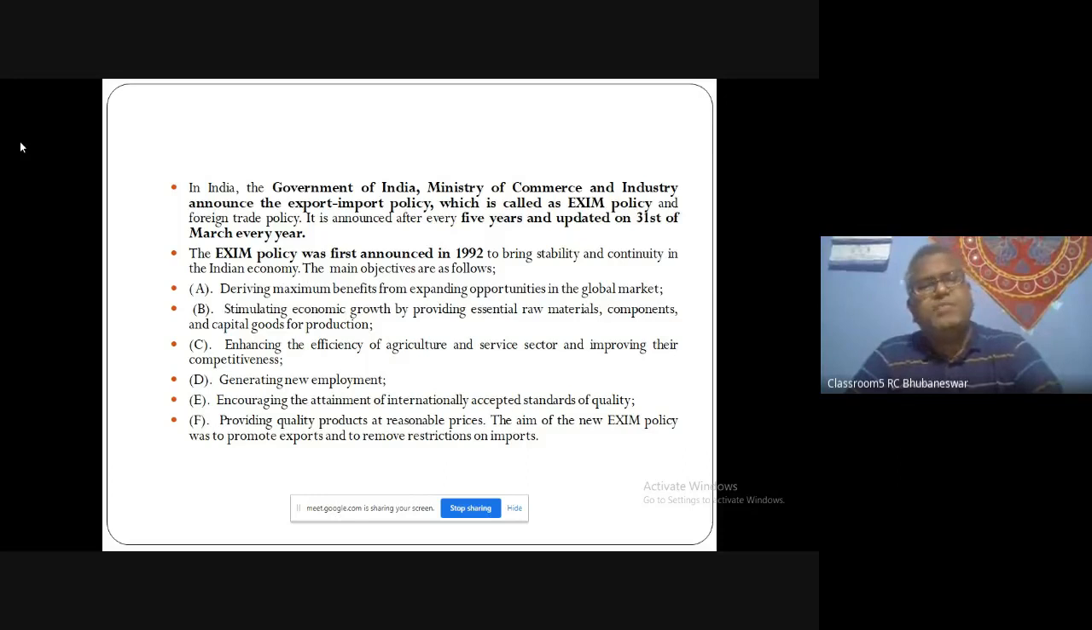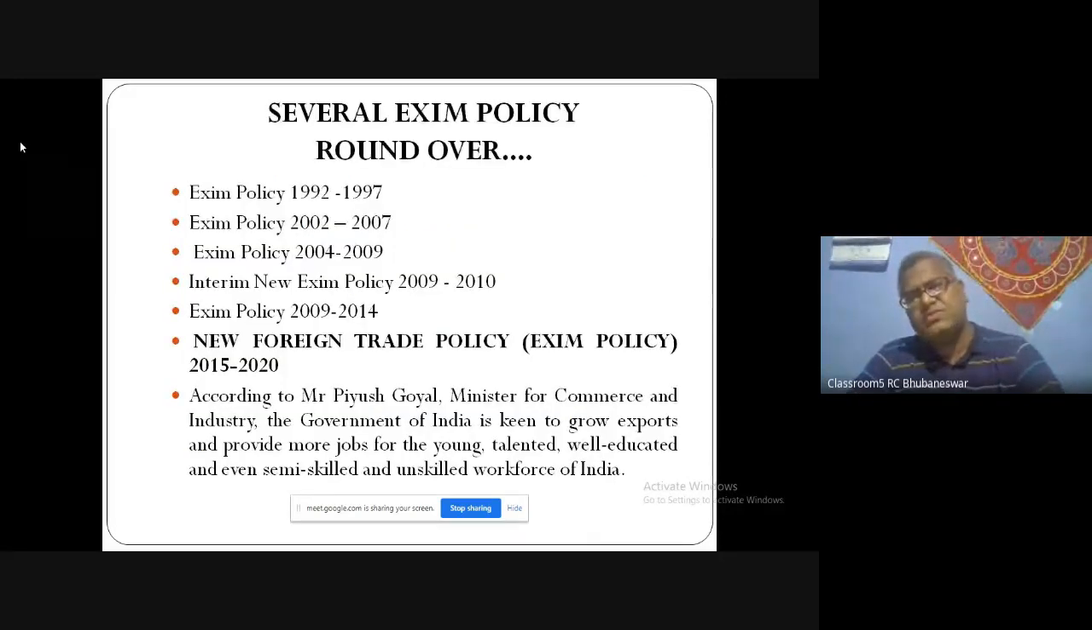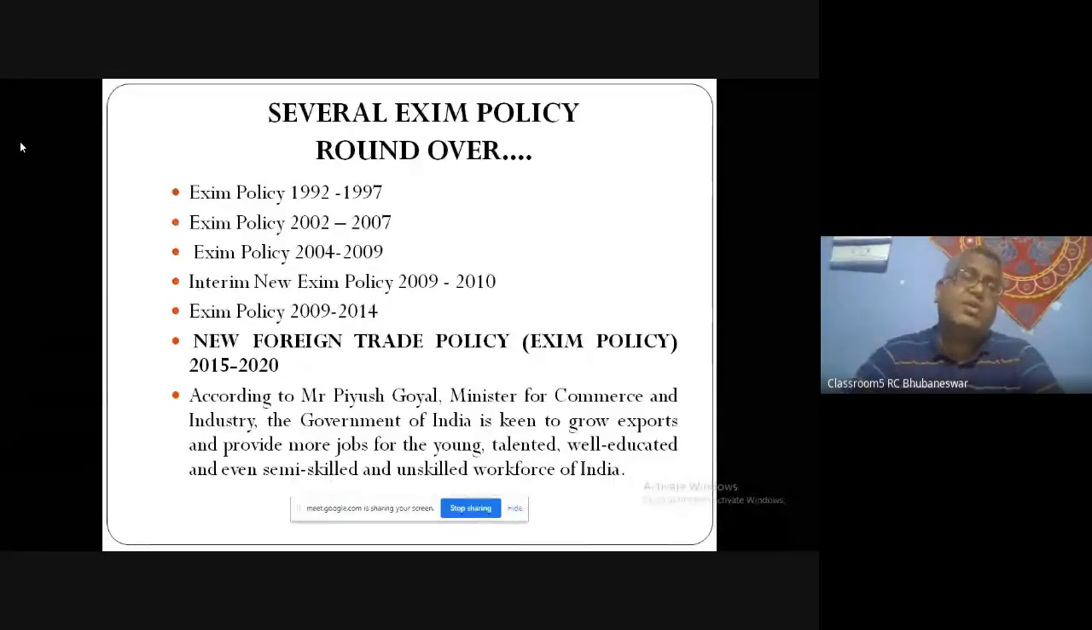But there are certain specific rules. From 1992 onwards, the aims were opportunities, global and essential raw material components, agricultural and service sector efficiency, generating new employment, and encouraging internationally accepted standards of quality of product. These are the main aims of the EXIM policy. In my slide, you see that from 1997 onwards, several other policies also came up. That is called the several EXIM policy roundover. This is the title of my slide.